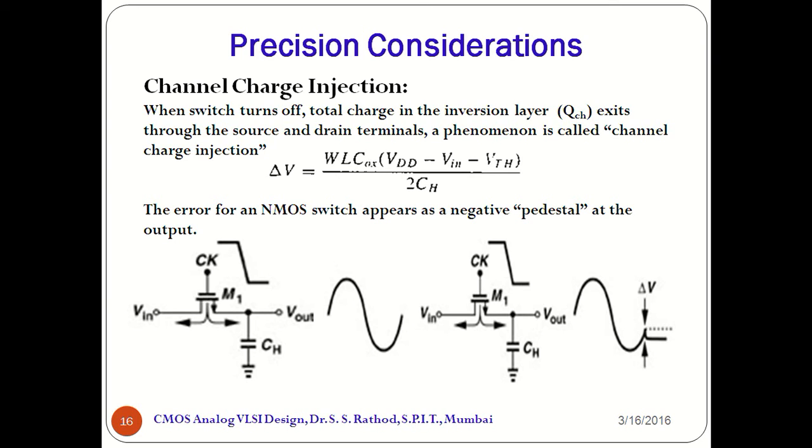Thus what we have studied is that if we increase the W by L, that is, the larger the W by L, or we can say the smaller the capacitance C, the smaller will be the time constant RC, and we can achieve higher speed. Now let us see, if you want to increase the speed by increasing W by L or by reducing the capacitance, then what about the precision? Will it degrade or improve? Let us try to find out.